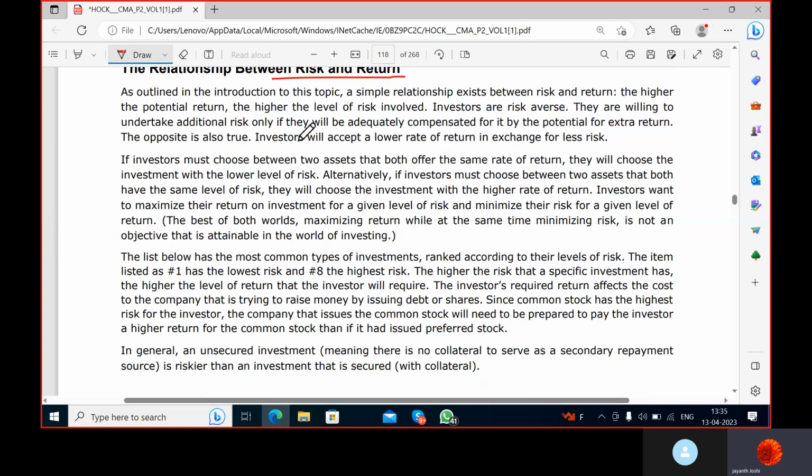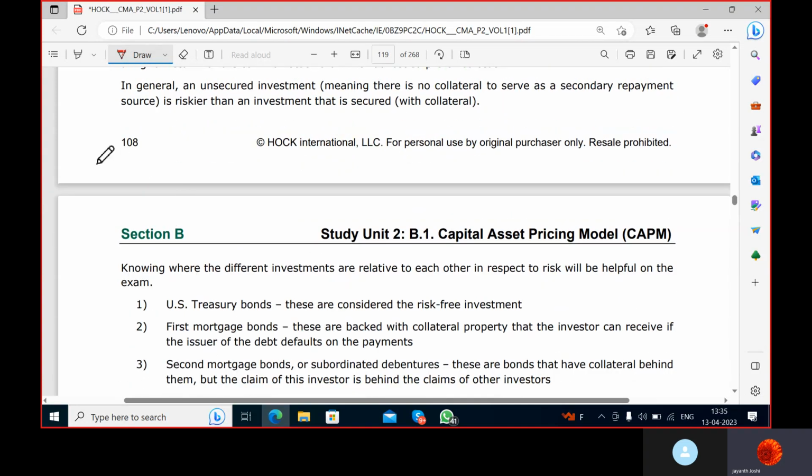If investors must choose between two assets, there are three types of investors here: one is risk averse, one is risk seeker, and one is risk neutral. Risk averse is the one who does not want to take a higher amount of risk. He wants to take very little risk, but he wants more returns.